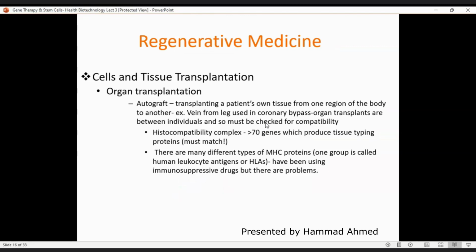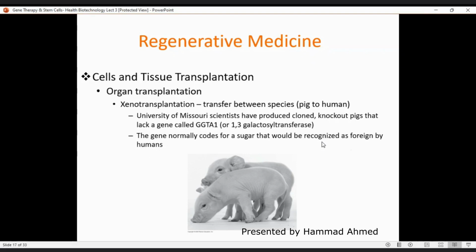In cell and tissue transplantation, we have many types, like autograft. In autograft transplantation, the patient's own tissue from one region of the body, like a vein, is used. If we take a vein from the leg and use it to replace the coronary artery in the heart, that is performed in bypass surgery. Another example is organ transplantation, that is xenotransplantation, which was performed, I think, in 2021.